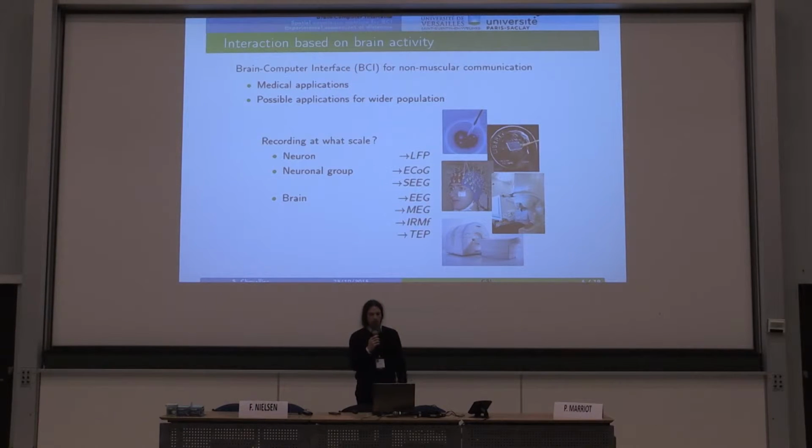So when recording brain activity, it is possible to interpret it. This opened the way for brain-computer interfaces, which rely on a non-muscular communication with lots of medical applications. Depending on the scale of your recording, you could be at a neuron scale or at a neuronal group scale with electrocorticography or stereo electroencephalography, or at the brain level, so recording EEG, electroencephalography, or several other techniques like fMRI or tomography.